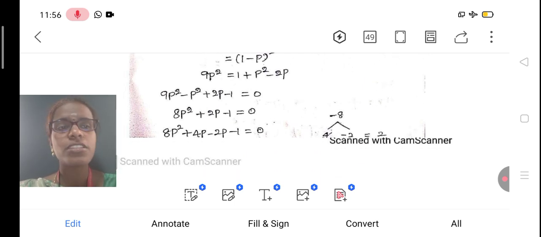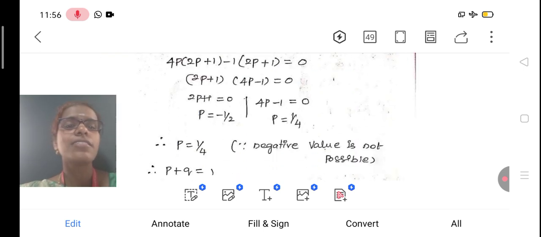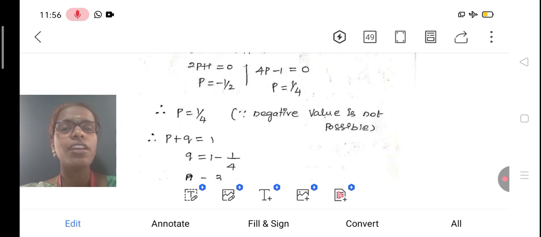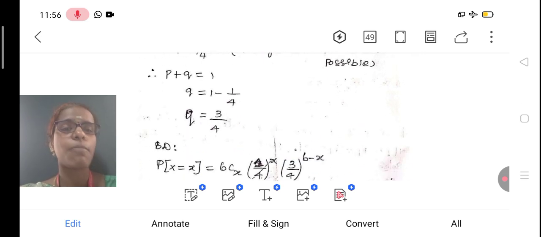Just solve the equation. It's a quadratic equation. Either you can solve it manually or you can use the calculator. Finally we are getting the p value as minus 1 by 2 and plus 1 by 4. Is it possible to take the negative value? No. We always take the positive value, because in probability there is no negative. So p is 1 by 4. Using p plus q equals 1, we can write q as 1 minus p. Replacing p as 1 by 4, we get q as 3 by 4.